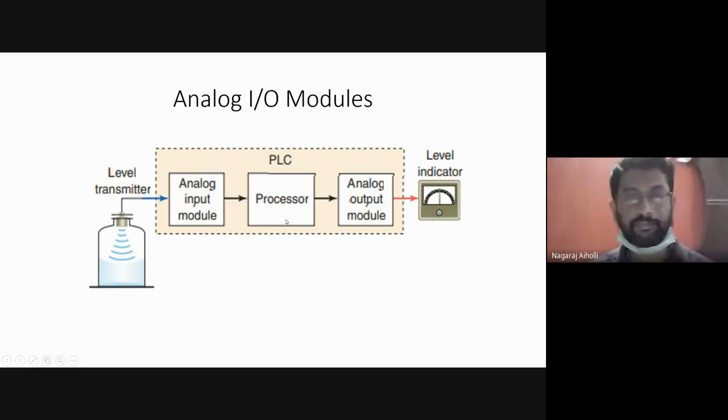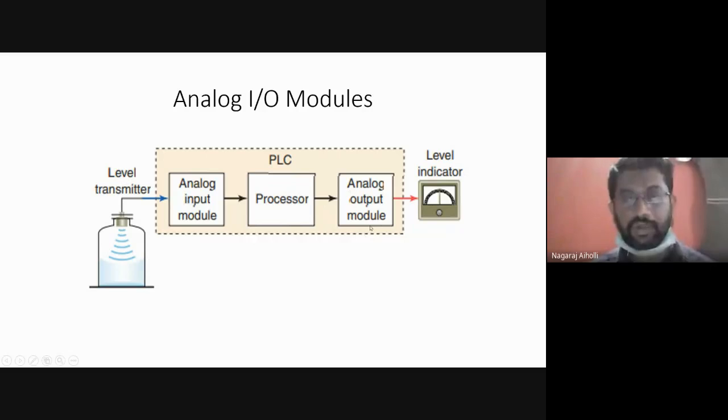This processor of the PLC will act based on the program that is stored in the processor. Based on the ladder diagram that is stored in the processor, it will act according to that, and it will send the required output signal to the analog output module. So what is happening here? The processor will read the amplified signal from the analog input module, the digital signal from the ADC block. It will act according to the program or the ladder diagram stored in the processor, and it will send the required signal to the analog output module.